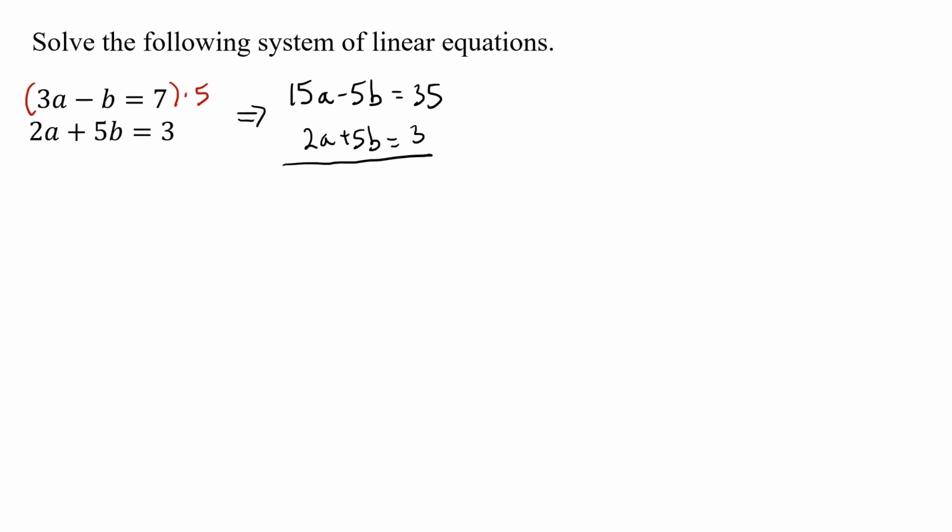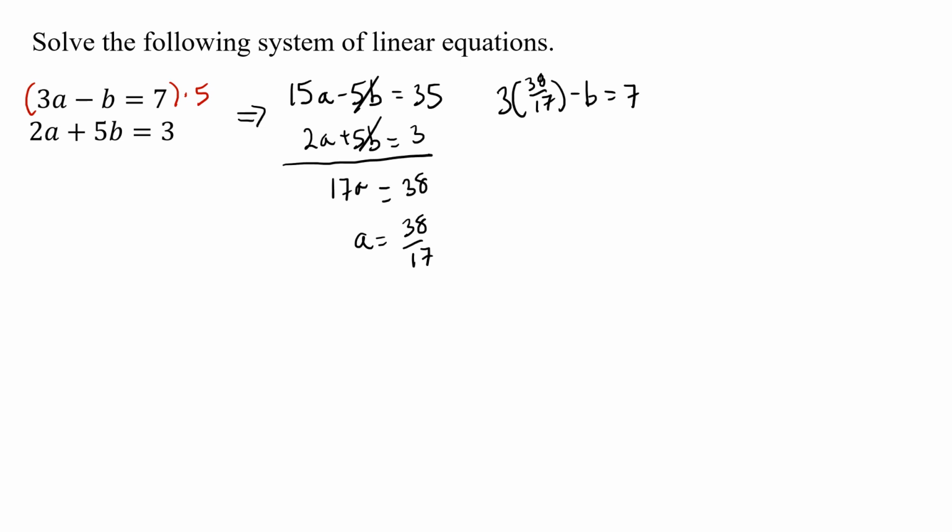Okay, so we get 15a plus 2a is 17a. Those cancel because they add to 0. And 35 plus 3 is 38. I'm going to divide both sides by 17, so I get 38 over 17. And so now I will plug this into one of the equations. The top one is always good, so I get 3 times 38 over 17 minus b equals 7.